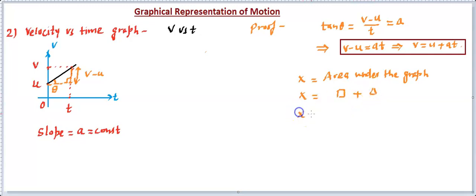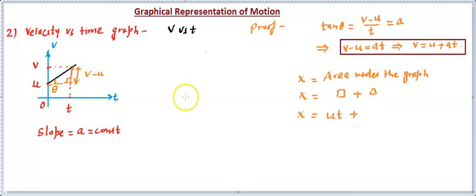So what is that rectangular area? Can we see that rectangular area which is downside? It will have two dimensions. One dimension is this, that's u. Another dimension is this, that's t. So you'll find it's u into t plus the area of this triangle.